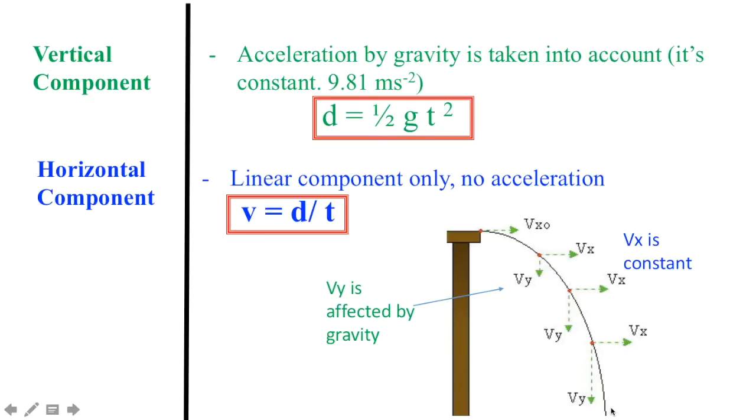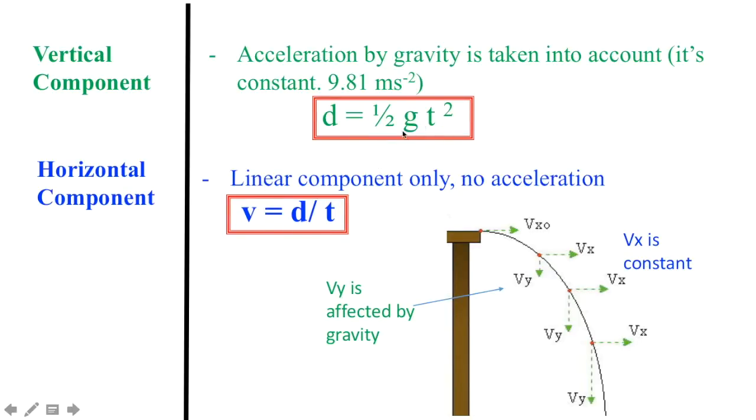For the horizontal component of a projectile, we are looking at the linear component only. The acceleration of gravity does not affect the horizontal motion, so the acceleration is 0. This makes the velocity constant. Look at the diagram below and you can see that the magnitude, or the arrow's length, is the same throughout the path of the object. We use the linear speed equation v equals d divided by t in order to solve for velocity.